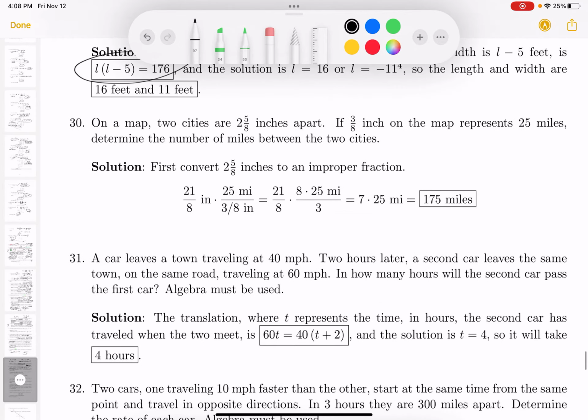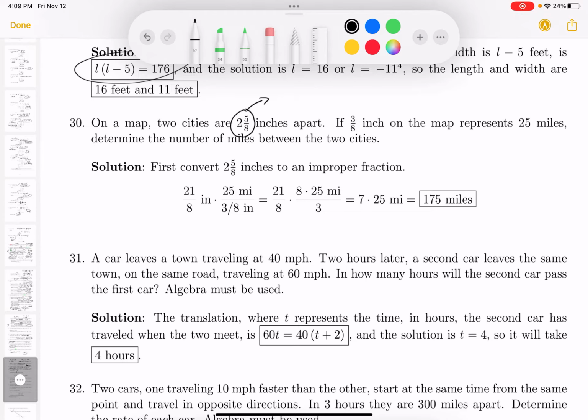All right, now this one, it's always a scaling problem, and I'm hoping when you're reading this, you're not too adverse to these numbers over here. But they say on a map, two cities are 2 5/8 inches apart. It says 3/8 of an inch on a map represents 25 miles. All right? So what I want to do is, and again, I realize there's work down over here, and this is really not like an algebra problem as far as I'm concerned. You could write it as an algebra problem, but I'm going to write this as an improper fraction.